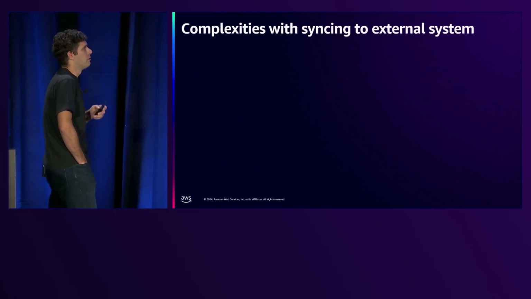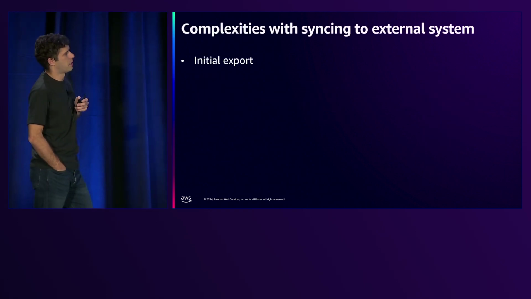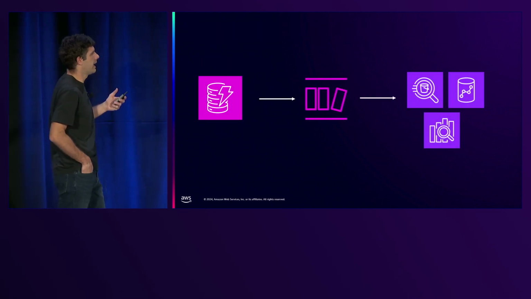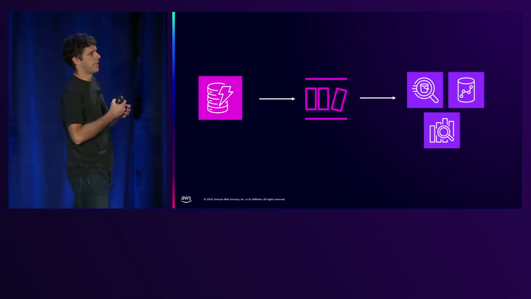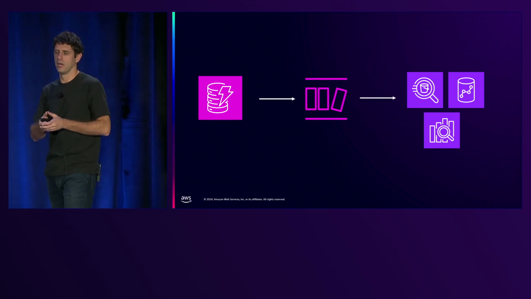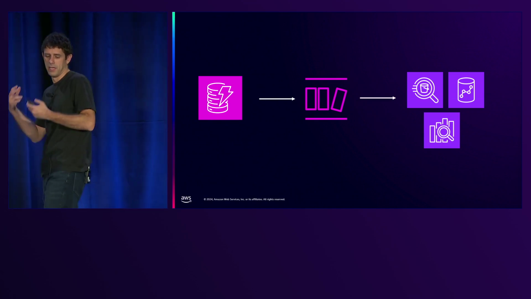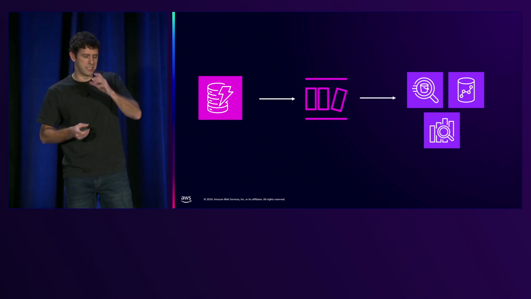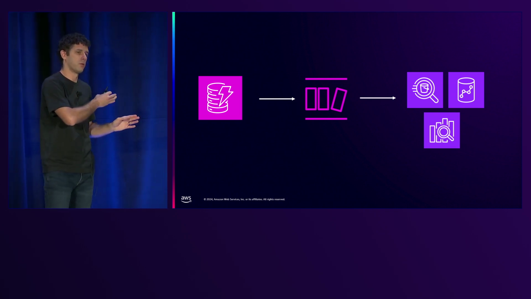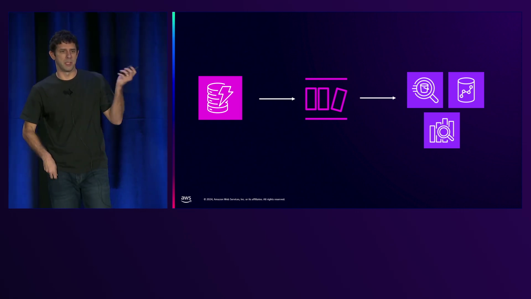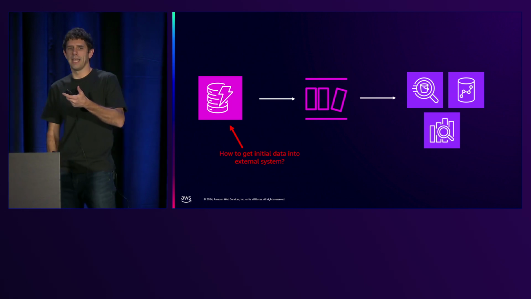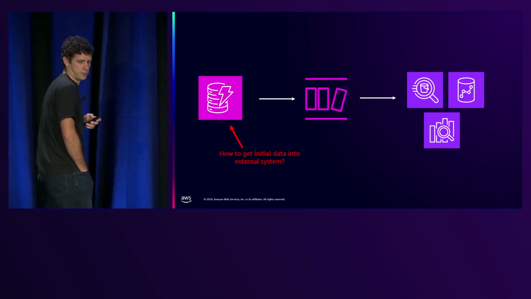There are a couple of complexities with syncing to this external system that are worth calling out. Number one is making that initial export. In a lot of cases, maybe you start off doing something with Dynamo and now you find out, hey, I have this new use case. I want to enable search or complex filtering, or my PM wants some analytics on that stuff. So I want to get into that external system, but my stream doesn't have every record since the beginning of time. It only has the last 24 hours of data, or if you haven't enabled it, it doesn't have anything until you do enable it. So how do I get this initial data out of Dynamo into my external system?